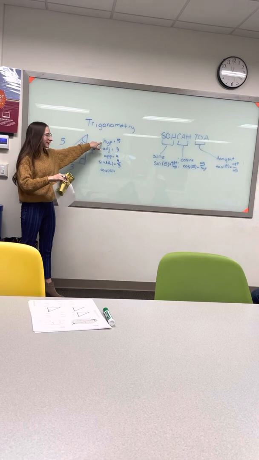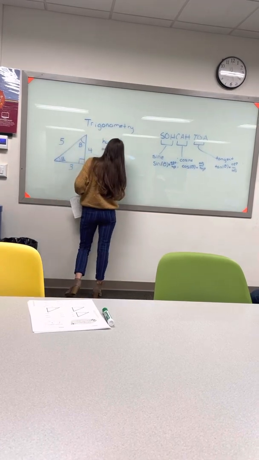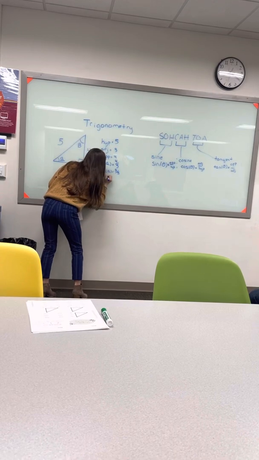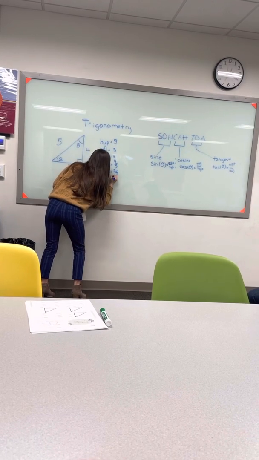You're all good. So 3 over 5 for that one. And then it's basically the same thing for sine: 4 over 5. And tangent is going to be 4 over 3.